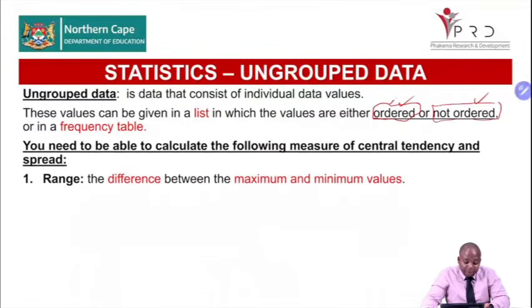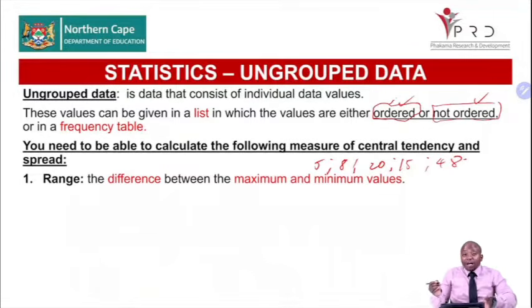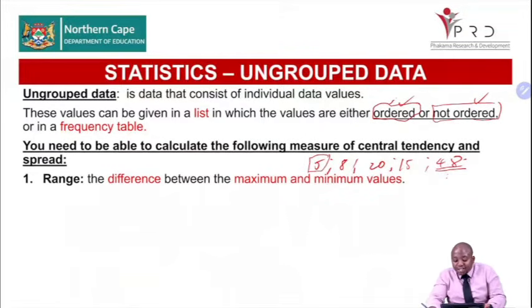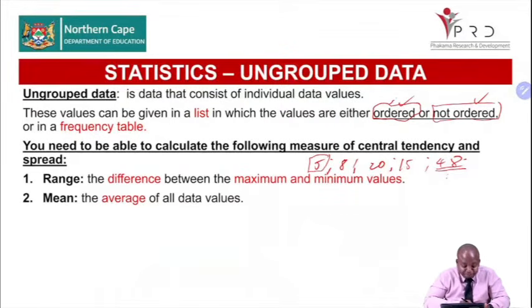For the ungrouped data, you need to be able to calculate the following measures of central tendency and spread. Number 1, you must be able to find the range. Range is the difference between the maximum and the minimum data values. Let's say, for example, I have 5, 8, 20, 15, 48. If I'm looking at the range from this data set, I am going to have 48, which is the highest value. That is our maximum value. We are going to subtract our minimum value from it. Our minimum value is the lowest there, at 5. Then we are going to take the two and subtract them, and that is our range.